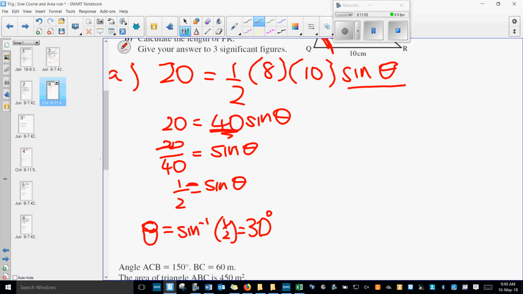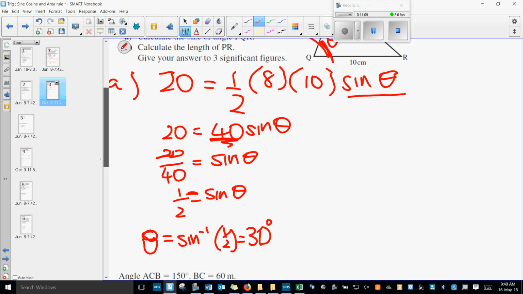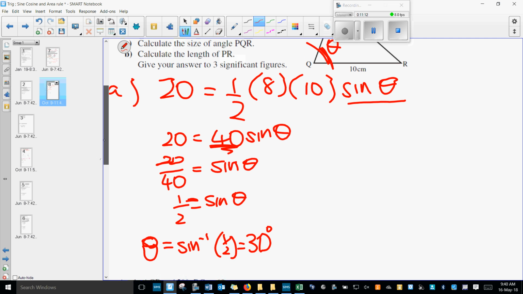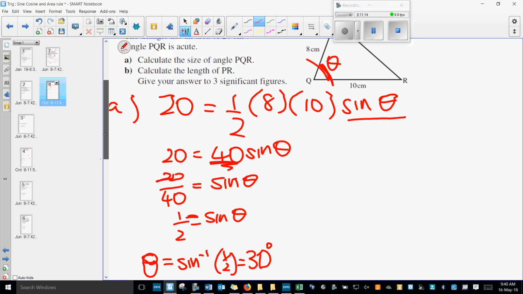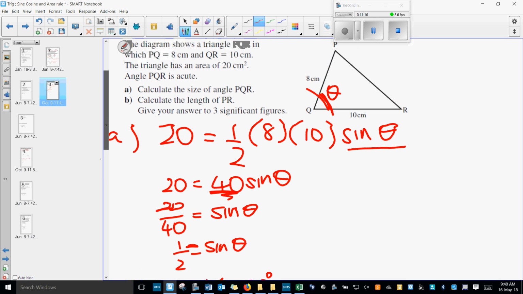Alright, so we found that angle, and they then asked us to calculate the length of PR. Okay, it's 30, isn't it? So if we're trying to find side PR, we now need to say, which rule are we going to use? We're trying to find this length here, so let's call this x. We've been given this side length, we've been given this side length, and we have an angle. So which rule is it? Is it sine rule or cosine?